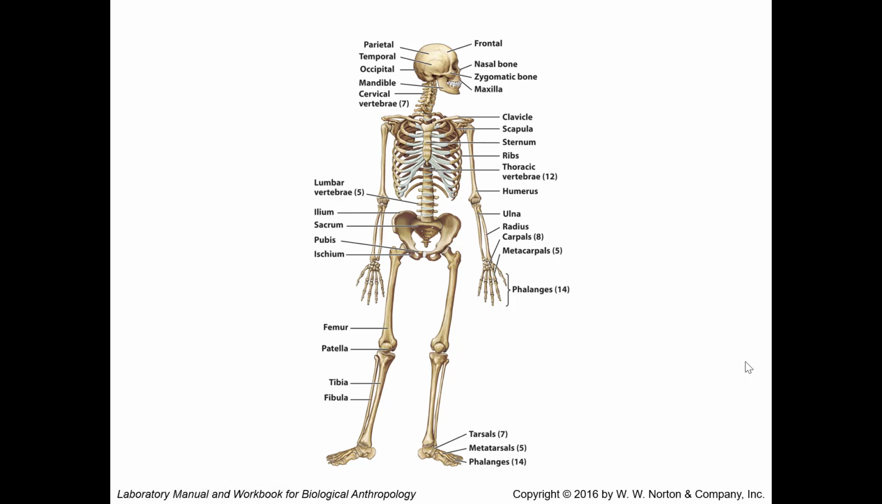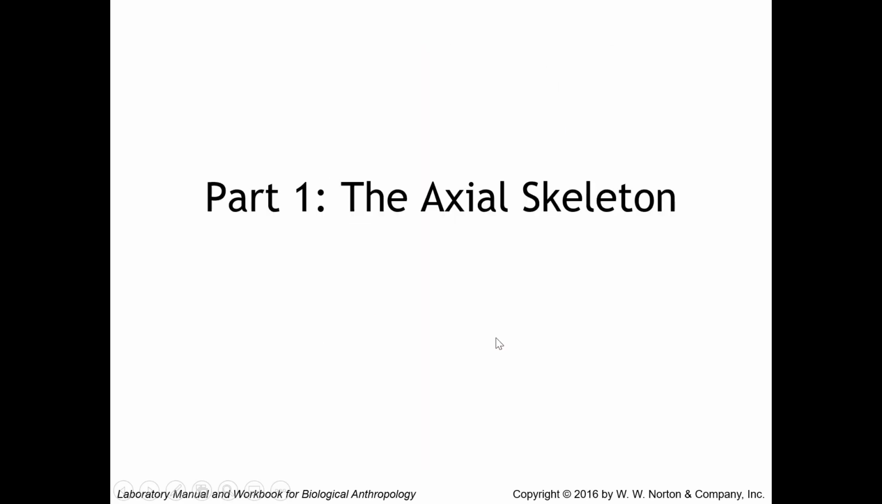We've got our frontal, parietal, temporal, nasal bone, occipital bone, zygomatics, maxilla, mandible, cervical vertebrae 1 through 7. So that's just this top portion. And as you can see, all of the major bones are labeled, and we're going to be going over all of these over the next two lectures. So part 1, the axial skeleton.